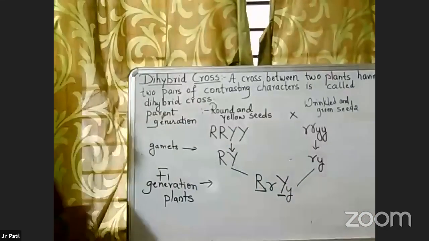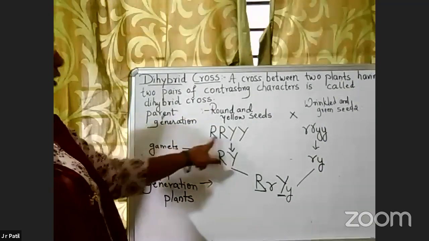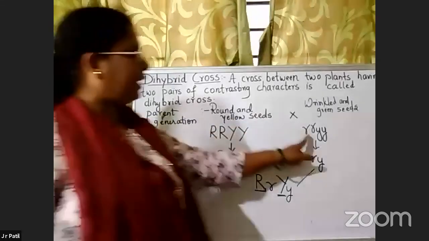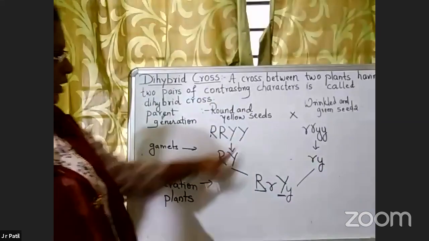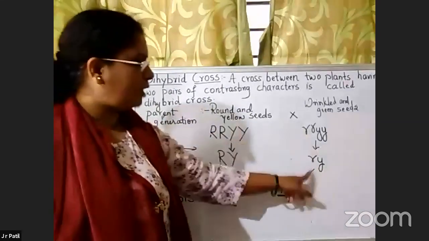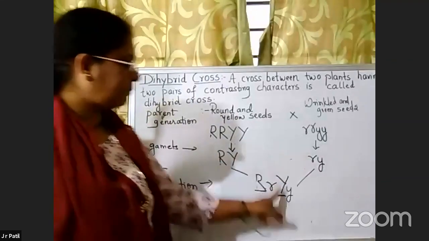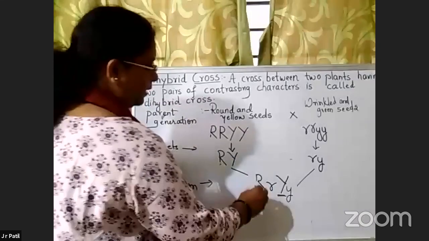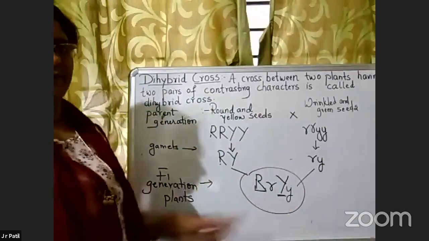Okay. Now see the board. Again, I explained here. Round and yellow, both are dominant, so we have taken capital letters here. And this is the recessive, both we have taken small. One R from here, one Y from here. One R, one Y. And this capital R, capital Y, small y forms this plant, which is the plant of F1 generation.